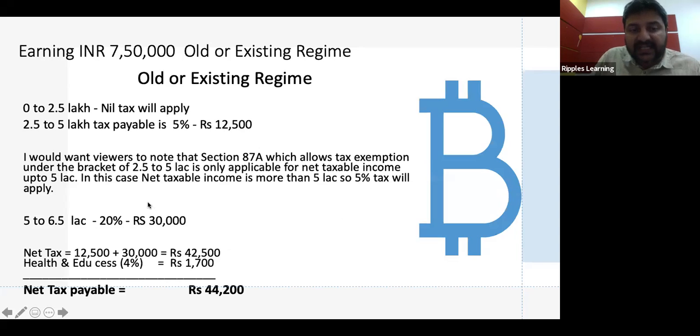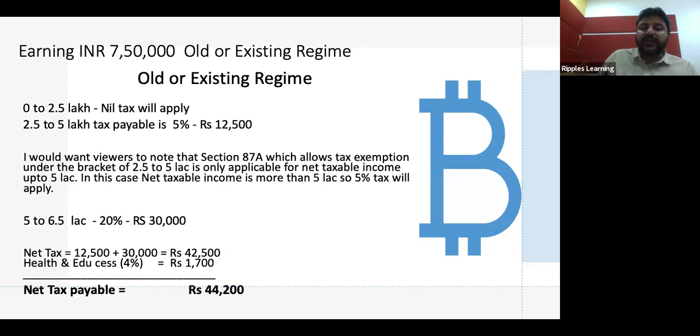Now what is the net taxable income? Net taxable income is 6.5 lakhs. So 5 to 6.5 lakhs, the rate of taxation is 20% as per the old regime. So 20% of 1.5 lakh. 5 to 6.5 lakh, what is the amount? 1.5 lakh. 20% of 1.5 lakh, how much is it? 30,000 rupees. So what is the net tax payable? 42,500. How do we arrive at 42,500? 12,500 under slab 2 and 30,000 under slab 3.